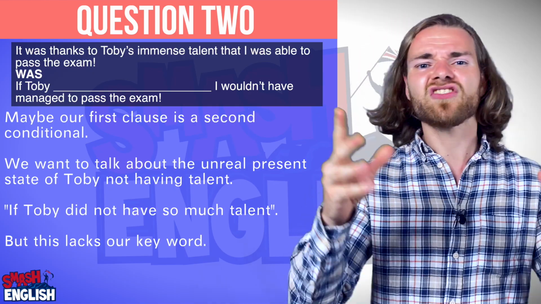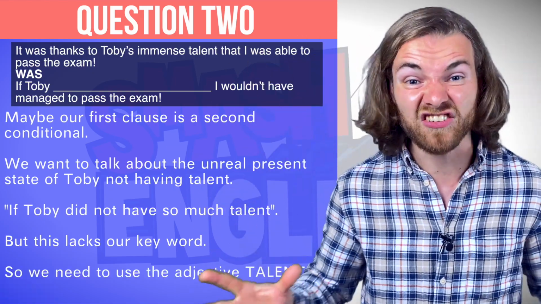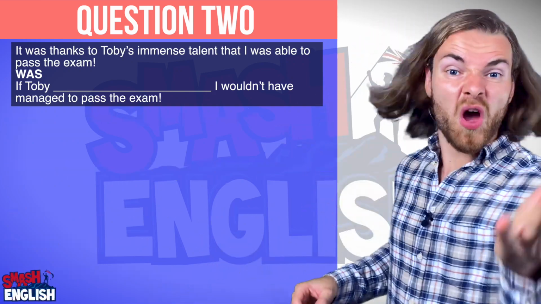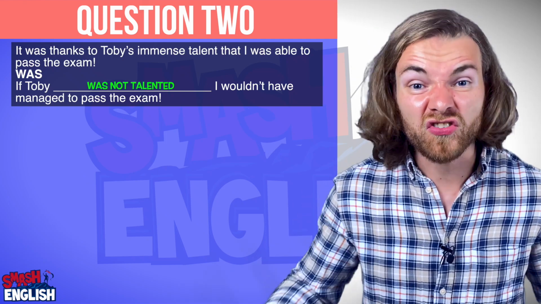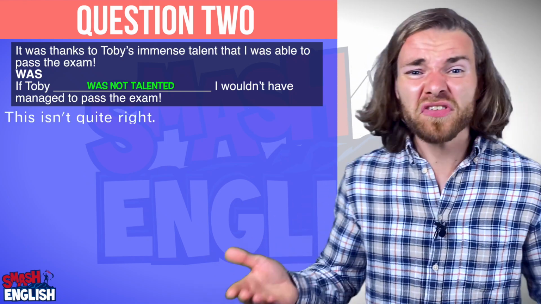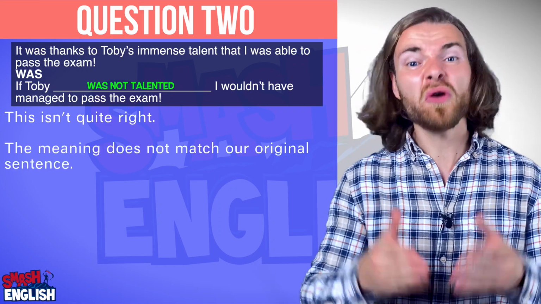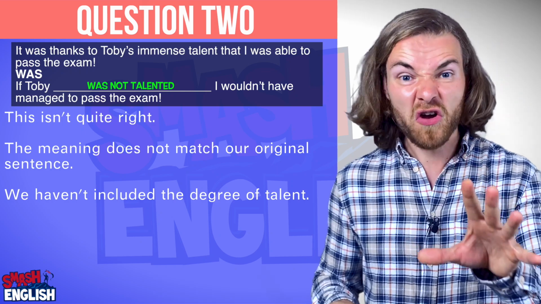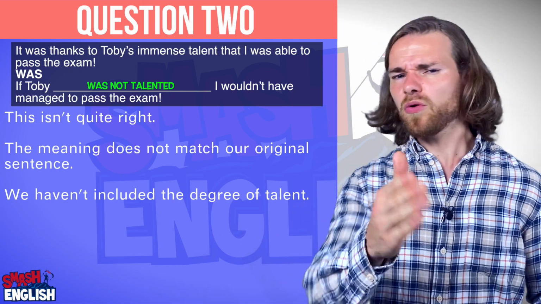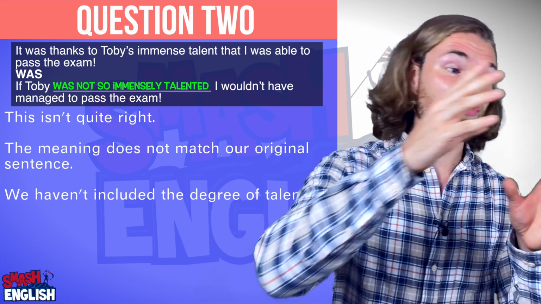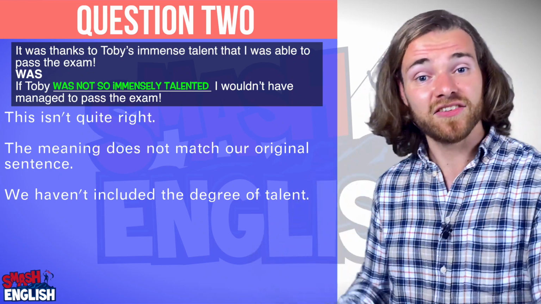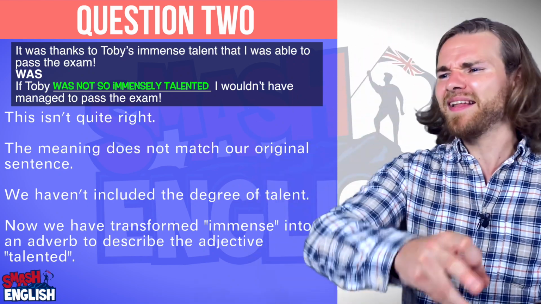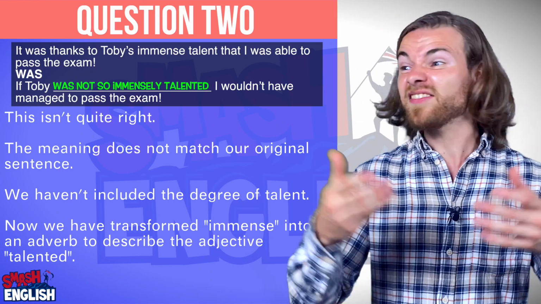This means that we need to take the word talent and create the adjective, and the adjective of talent is talented. So we could say if Toby was not talented, but I don't think that is right, simply because I don't think it matches with our original sentence. Remember, we need to include the fact that Toby has an immense talent. So what about if Toby wasn't so immensely talented? Now we are transforming the adjective immense into the adverb immensely to describe the adjective talented.